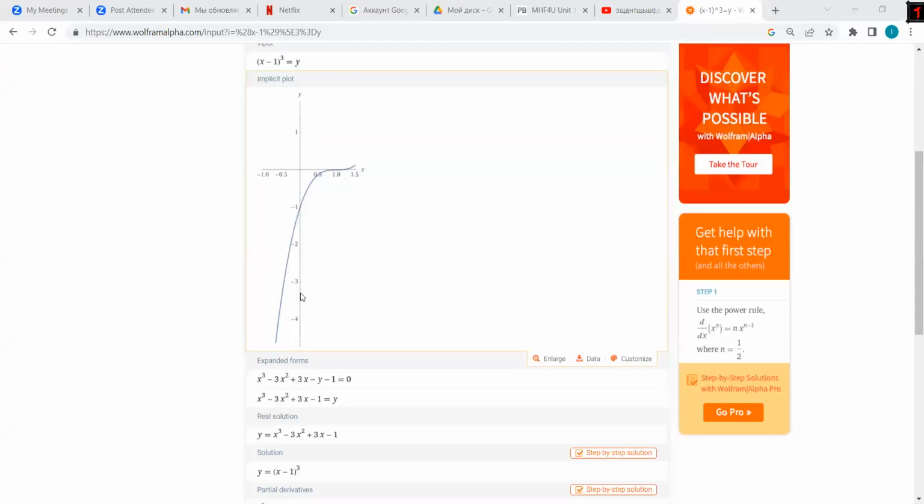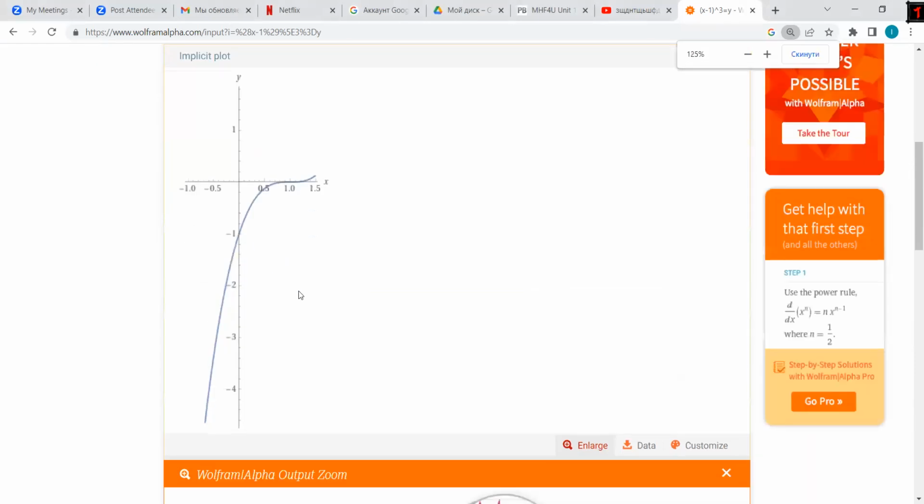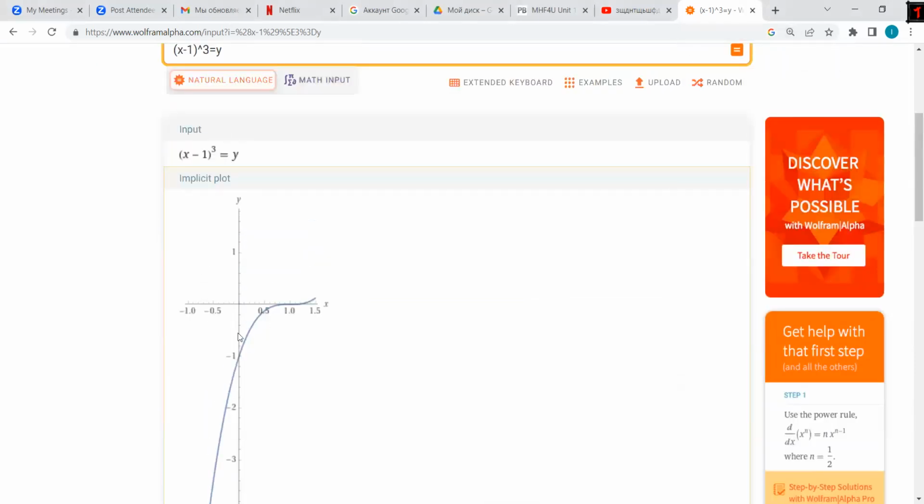I'll share my screen now. And here we can see x minus 1 to the third power equals y. We can see that this function no longer passes through x, y, 0. The zero of this function had been displaced to the right by 1 unit. So after subtracting 1 from x, our whole graph translated by 1 unit to the right.